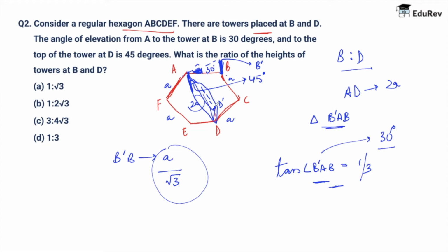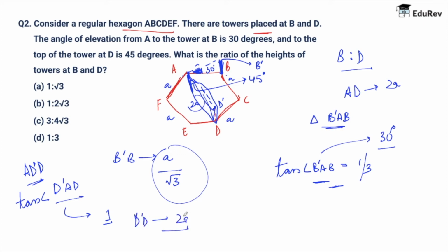Now in another triangle, that is triangle AD dash D, this is the triangle that I am talking about. In this triangle, D dash AD, tan of this angle is going to be 1. Why? Because angle D dash AD is 45 degrees, and tan of 45 is 1. Similarly, applying the trigonometric principles here, I know that D dash D is nothing but 2A.